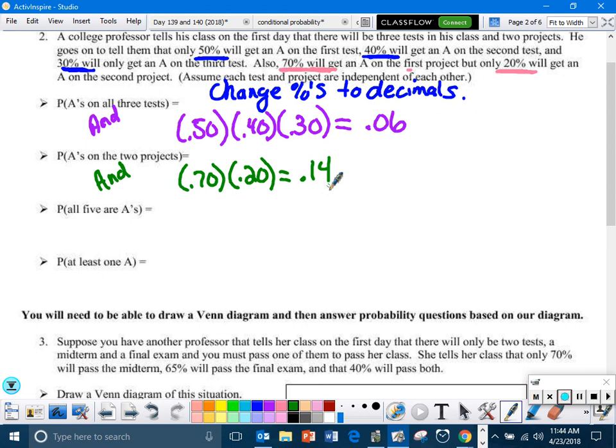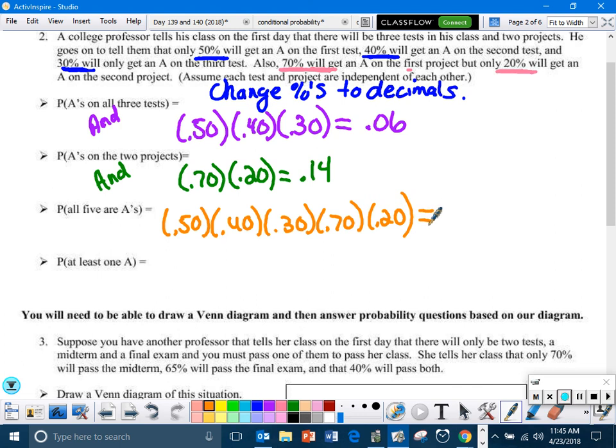What's the probability of getting an A on all 5 of them? Okay, well, that means I'm going to take the 0.50 times the 0.40 times the 0.30 times the 0.70 times the 0.20. I'm going to multiply all 5 of them together. And I'm going to get 0.0084. That's less than 1% chance. Not very good.